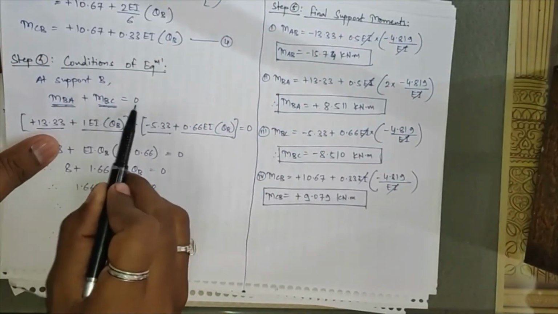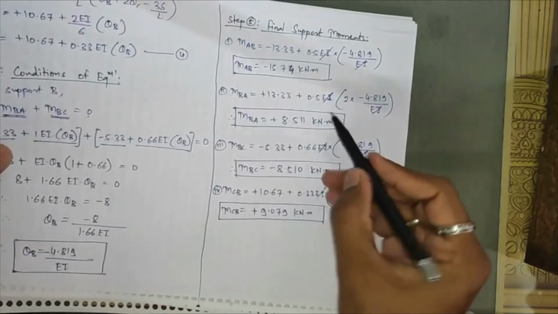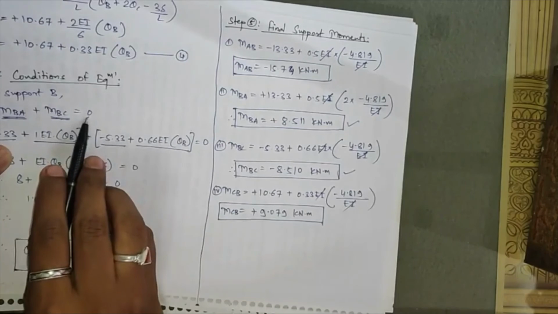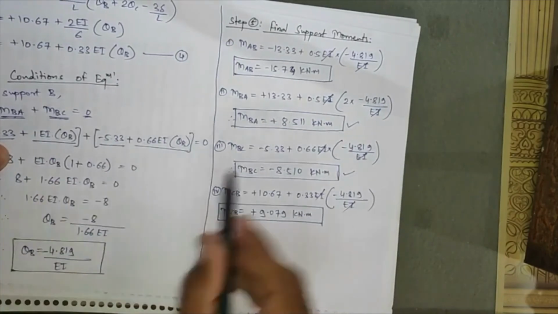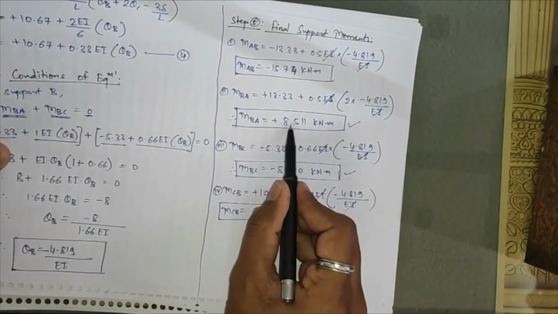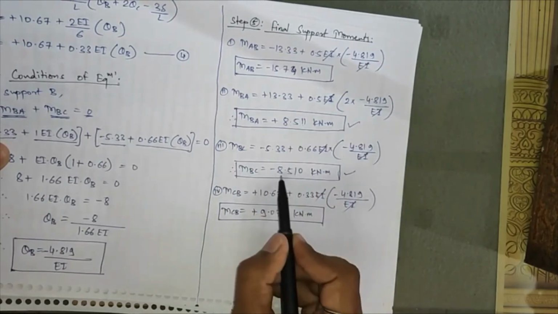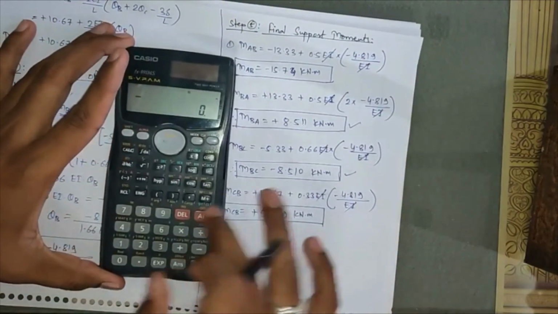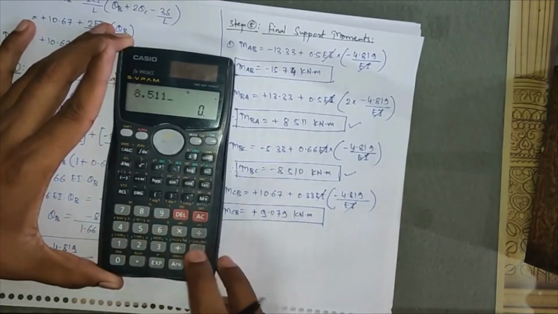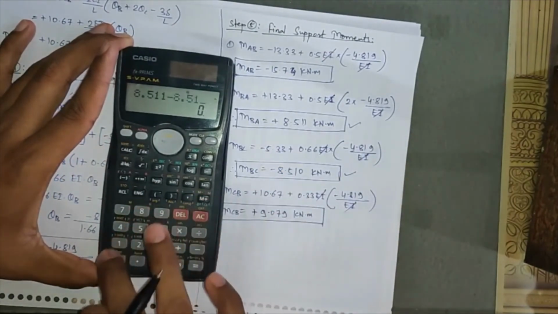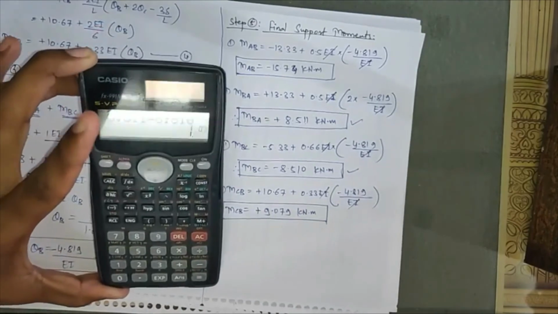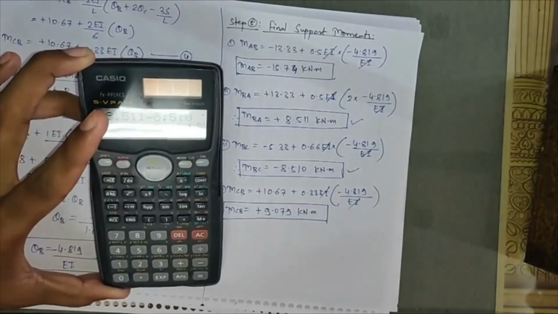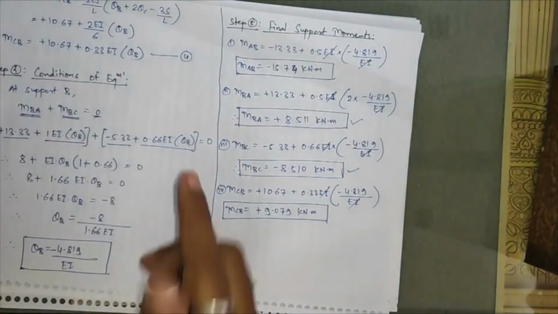MBA plus MBC shall be equal to 0. Check these two moments, MBA and MBC, and see whether that value is coming equal to 0 or not. MBA you are getting 8.511 positive, MBC you are getting 8.510. So I'll add those two values, that is 8.511 minus 8.510. So almost 1 into 10 raised to minus 3, that is 0.0001. This value is coming almost equal to 0.